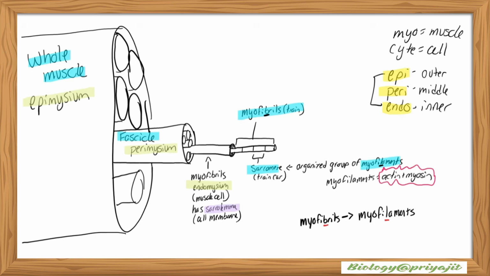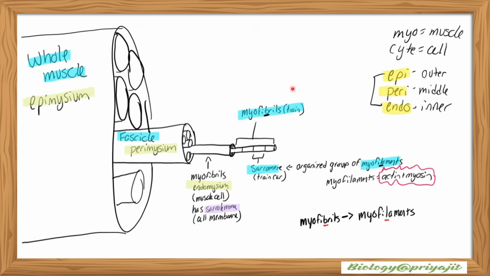So this is the whole muscle covered by epimysium. This is the muscle fascicle covered by perimysium, and this is the myofibril covered by endomysium, which is also known as muscle cell. It has sarcolemma, and sarcolemma is also called the cell membrane. Inside the endomysium there is sarcolemma.